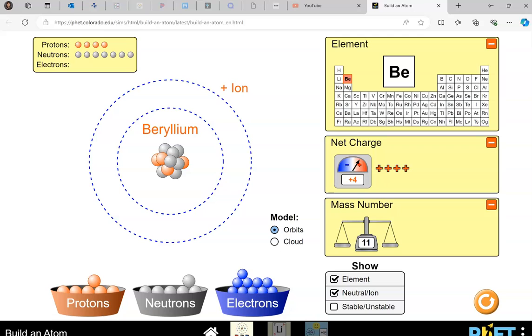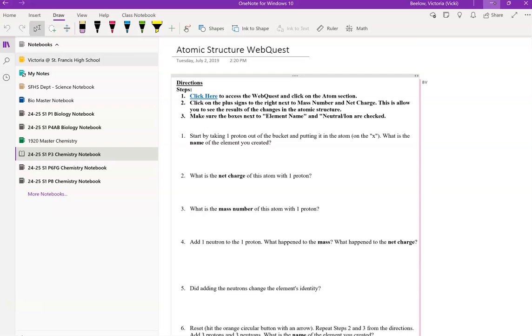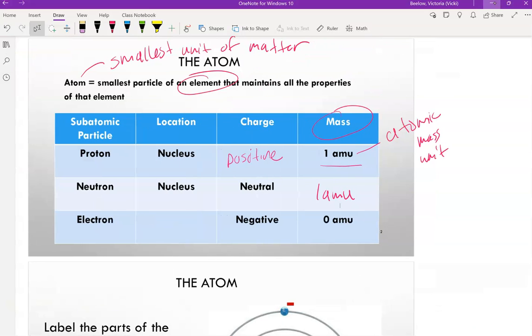So if you look here, you could see that I have 4 protons. And overall, I have a charge of +4. So those have a positive charge. And then neutrons don't have a charge. Things that can also affect the charge are electrons. Electrons, they're not found in the nucleus. They orbit the nucleus. And they have a negative charge.